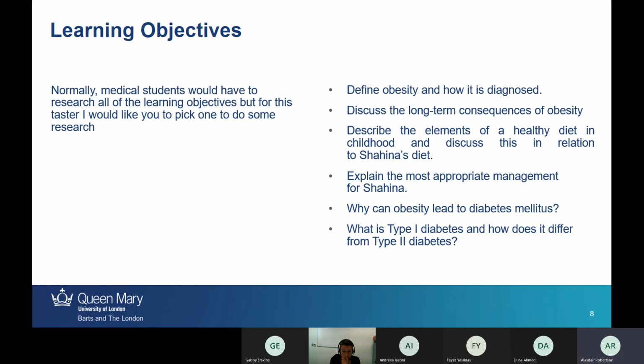As you can see, the previous questions are about the problem and the issues, and this next one is about what should actually be done in the case of Shahina. So what would be the most appropriate management for Shahina?